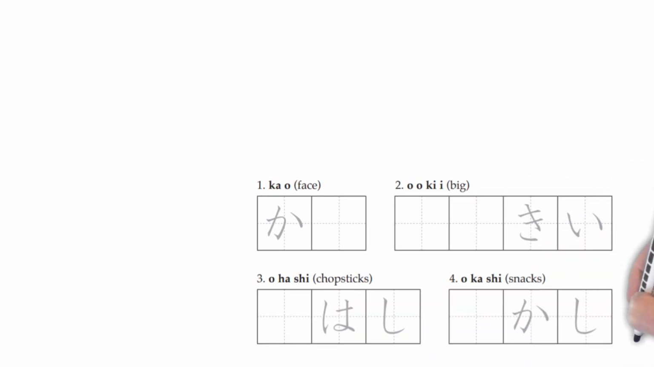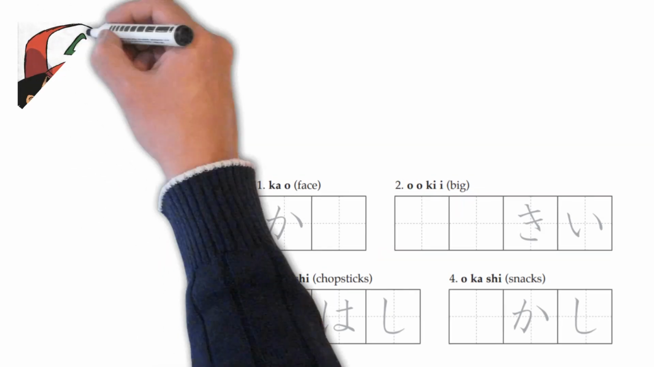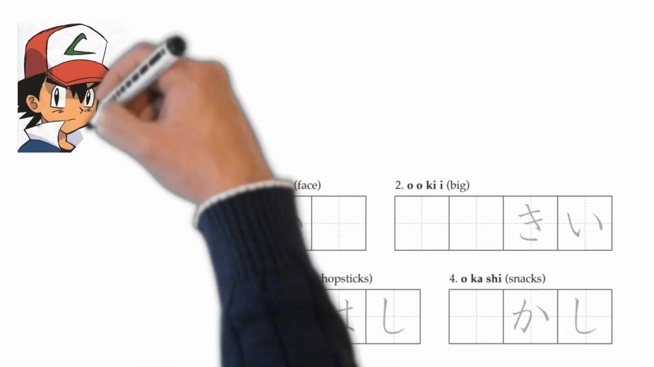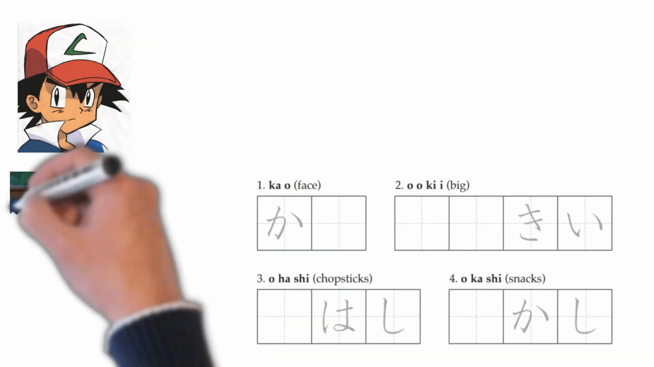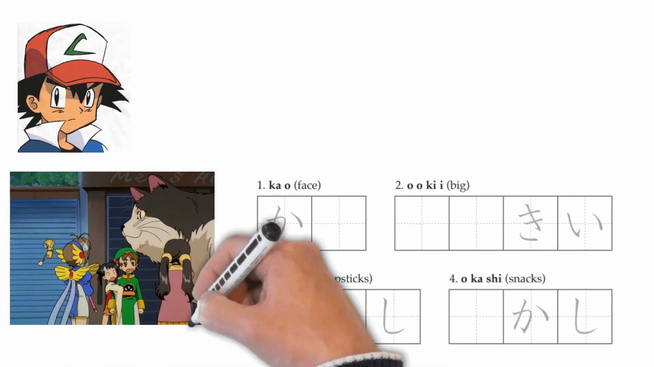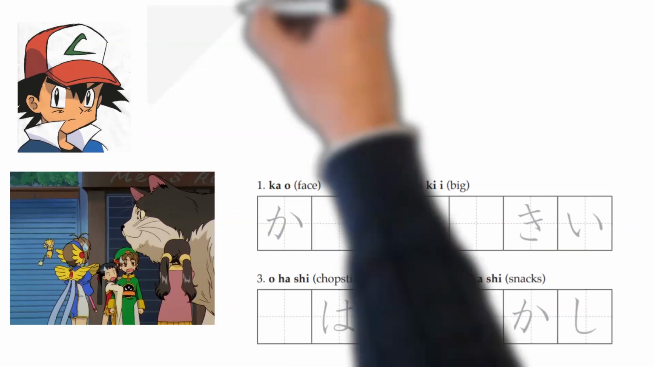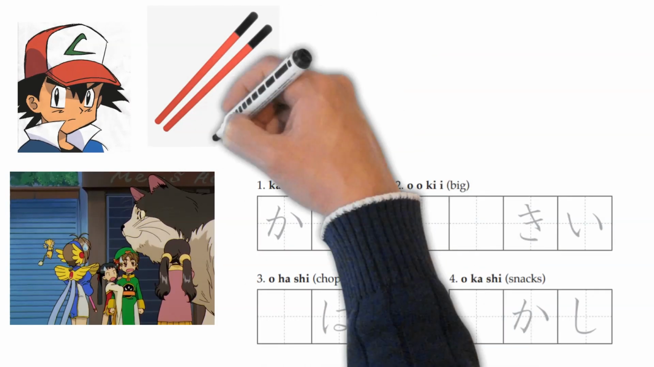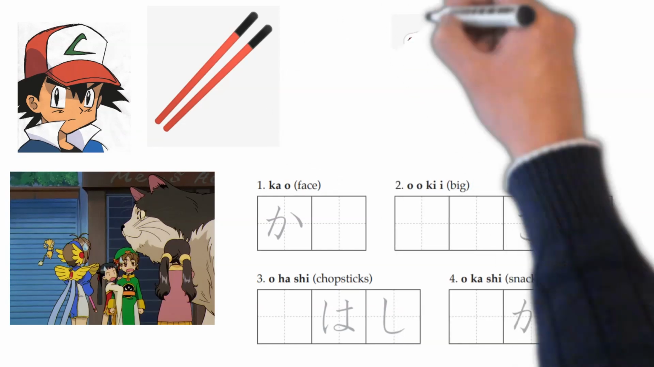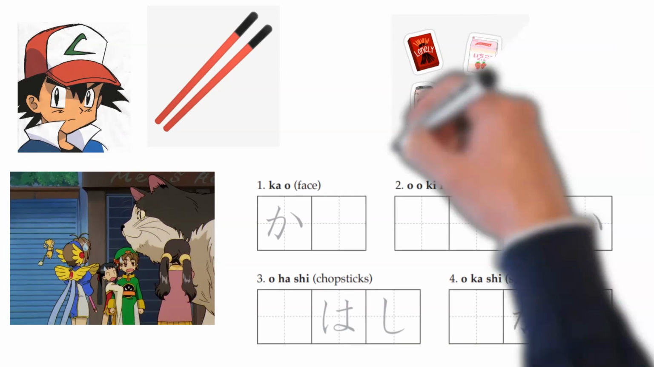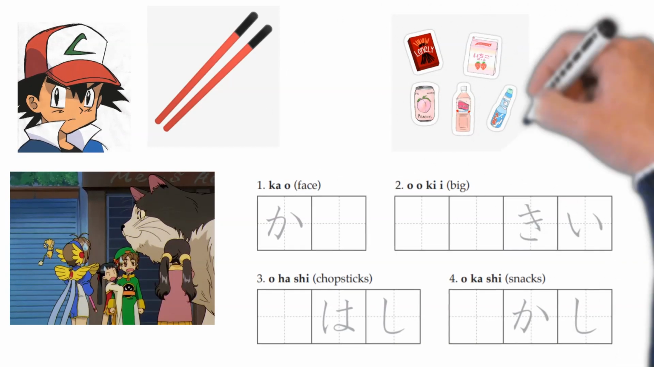Let's go with our first word now. We have kao for face. There's also a soap named Kao. Then second is we have ooki, so if you see the big cat. And the third one we have ohashi. Ohashi, so o is also a form for honorific. Then okashi for snacks.